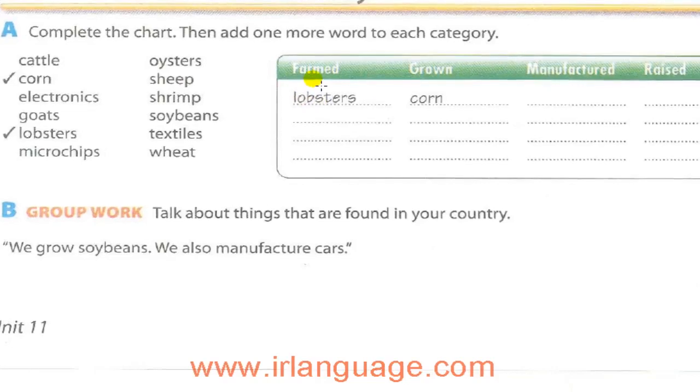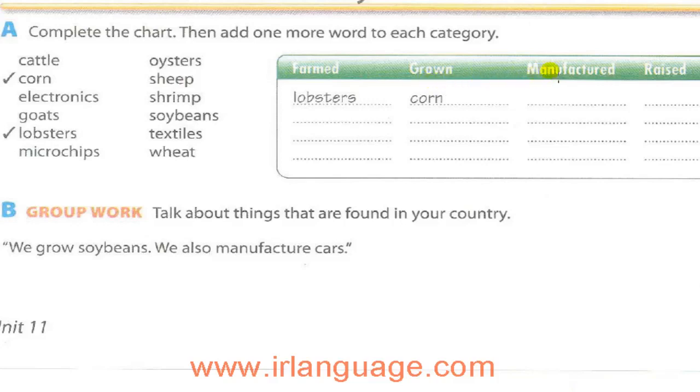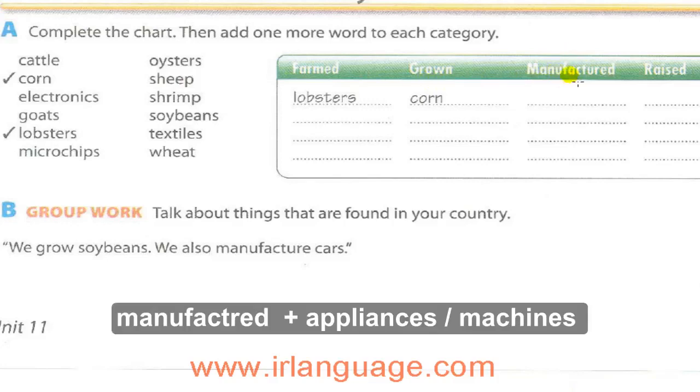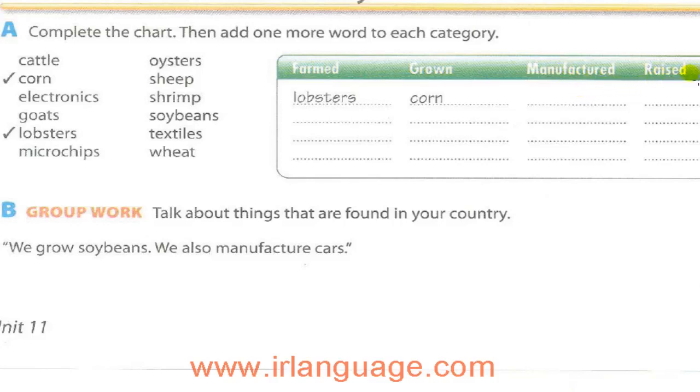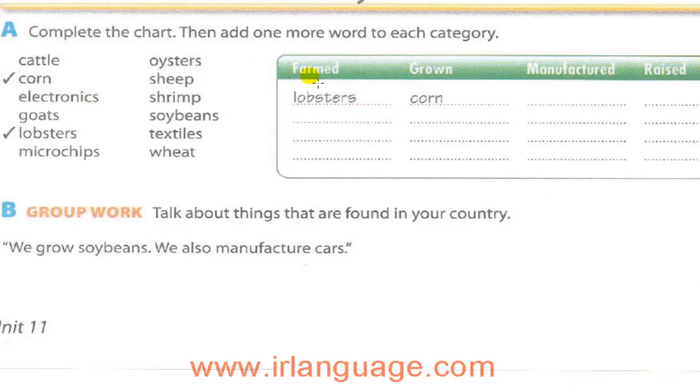Farmed, like lobsters, like fish. Fish farms. Grown, you grow fruit, vegetables, grains. Manufactured, industry, like machines, inventions, appliances. Raised, we raise animals. So before I use these words: farm, like fish. In Egypt we have fish farms. Grown, you grow fruit, vegetables, grains. Manufactured, appliances, machines, industry. Raised, animals.